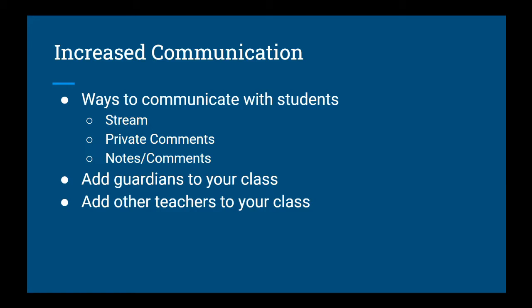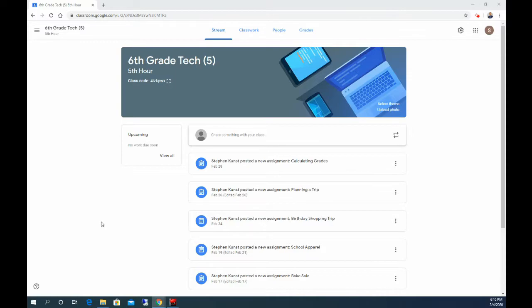There are multiple ways that you can communicate with your students. One way is by creating a stream that all students will be able to see. You can also send them private comments or specific notes or comments in certain areas of each assignment. You are also able to add other teachers to your class. So if it is a co-taught class, then both teachers have access to that class. One way to communicate with students is by using the stream feature.